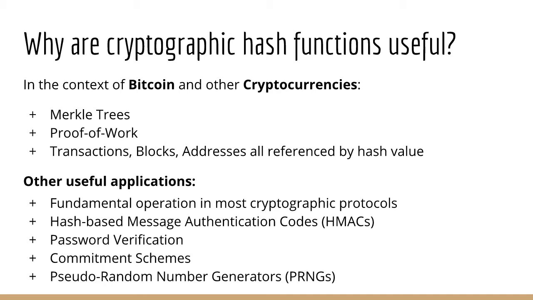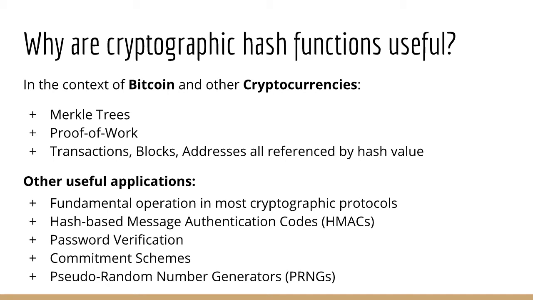Additionally, there's proof of work, where we use the evaluation of hash functions as a way of proving that you've done so much work, where one evaluation of a hash function is equivalent to one unit of work. And the important thing is you can't take the desired result and go backwards through the hash function and get the desired input, because otherwise the proof of work wouldn't work, because you could just generate the input that gives the output. And also in Bitcoin, all the transactions, blocks, and addresses are all referenced by hash value.